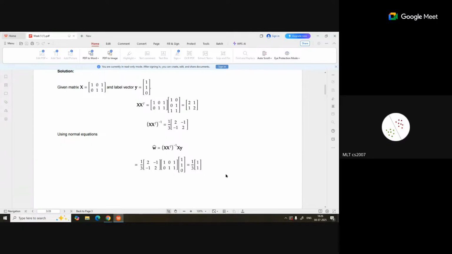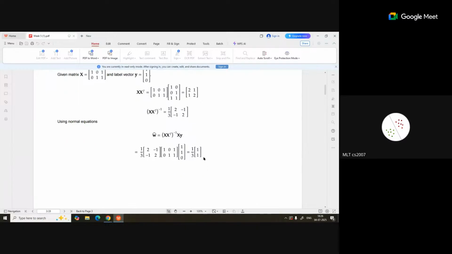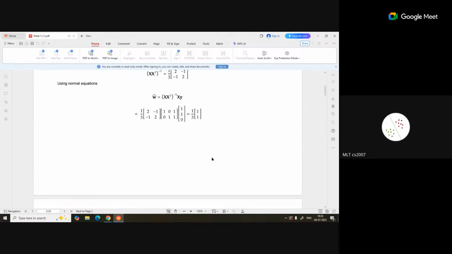Then it's a simple thing. You'll have to do the multiplication: this matrix inverse into X into Y, and then you'll get 1 by 3, 1 by 3 as the answer. So the correct answer is 1 by 3, 1 by 3. So W1 is 1 by 3, W2 is 1 by 3, right?